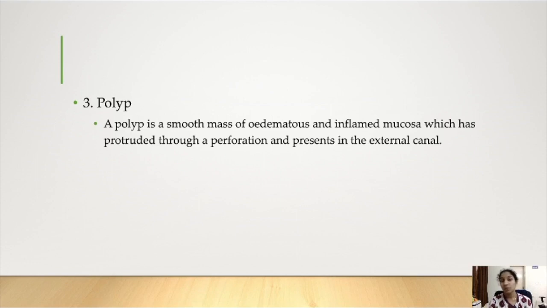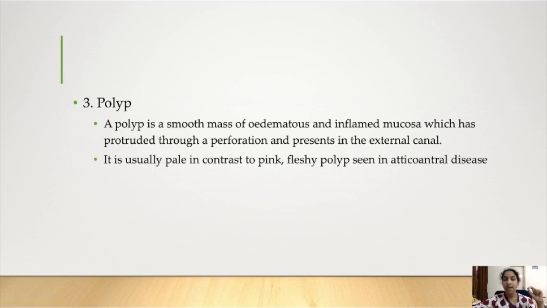So, what is the after effect of that? It won't allow the tympanic membrane to heal, right? The hole will be permanent because of this polyp coming outside. So it's a smooth mass of edematous and inflamed mucosa which has protruded through a perforation and is present in the external canal. It is usually pale, in contrast to the pink, fleshy polyp seen in the attico-antral type. That we saw in the differences, right? The differences between tubotympanic and attico-antral. There you saw it is pale pink in tubotympanic, and in attico-antral it is a red and fleshy polyp.